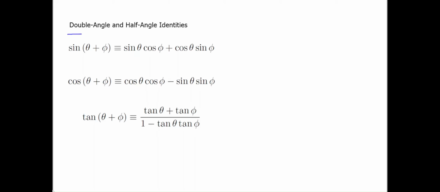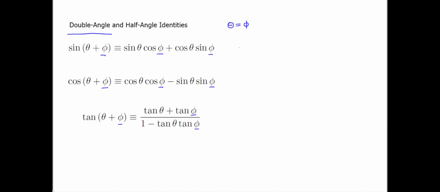So for the double angle identities, we're just going to set these two angles equal to each other. I'm going to replace all of the phi's in every single one of these with theta, or you can do it the other way around. And then all of a sudden you get double angle identities.